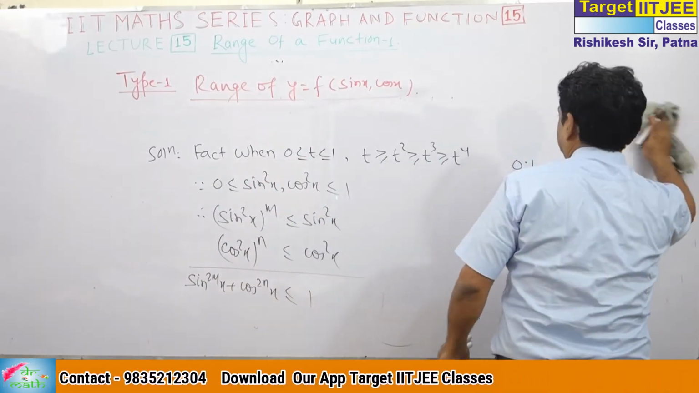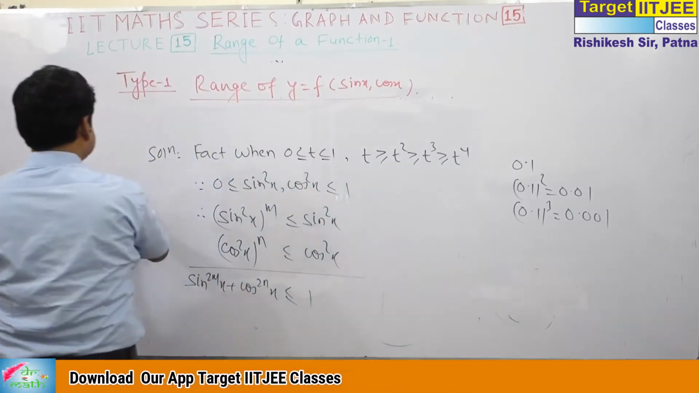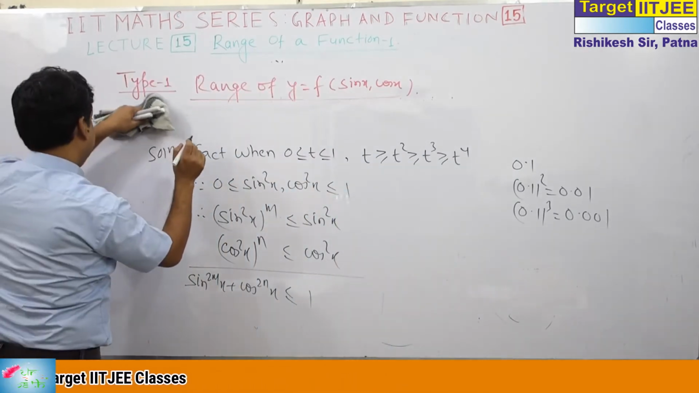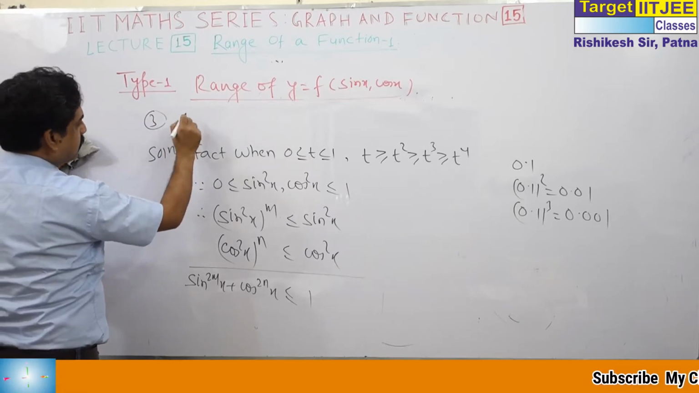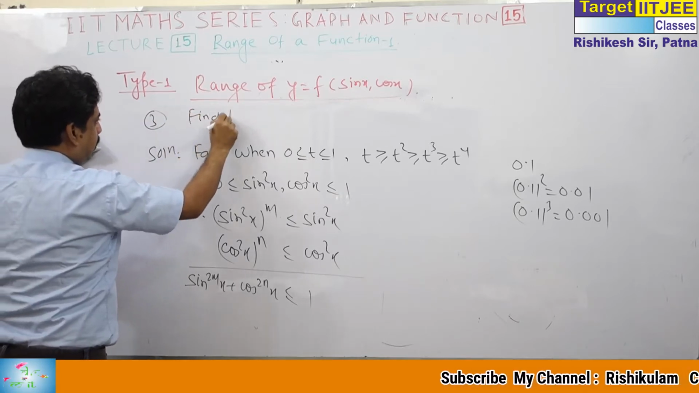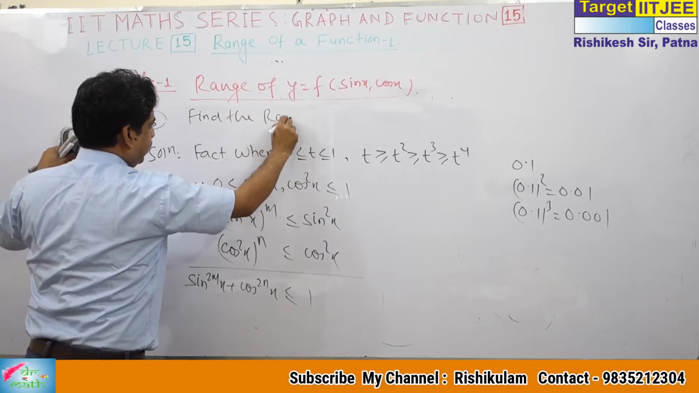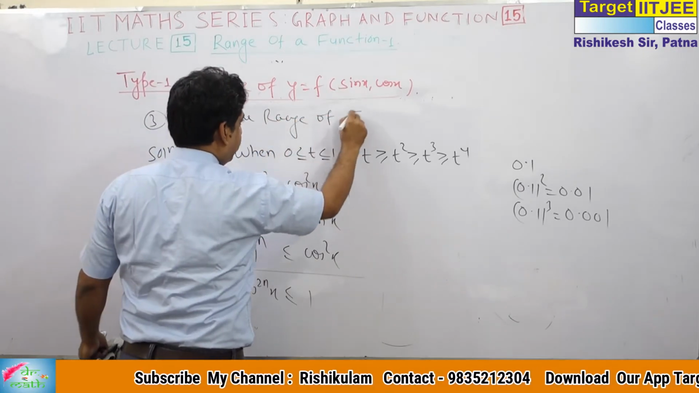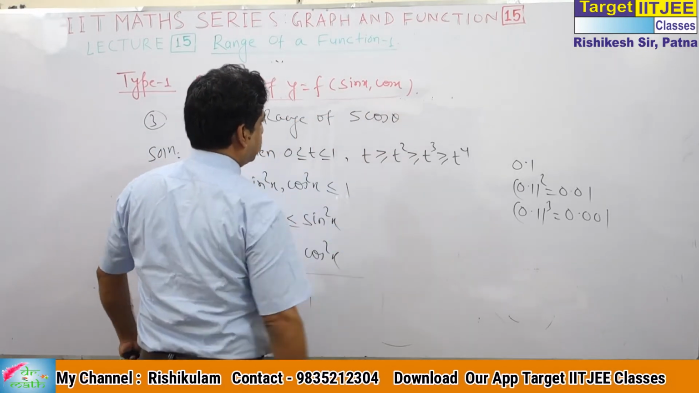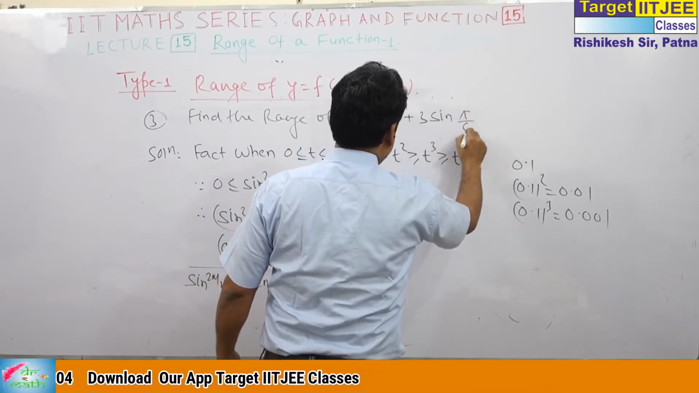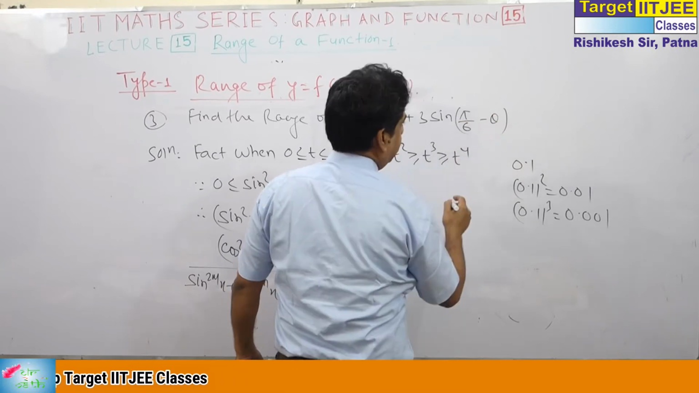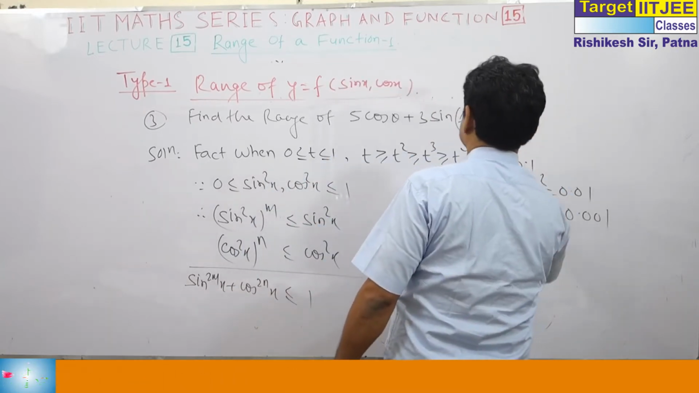Come to one more question, that I have also done in class 11 foundation course. Find the range of 5 cos theta plus 3 sin of pi by 6 minus theta, minus 5.